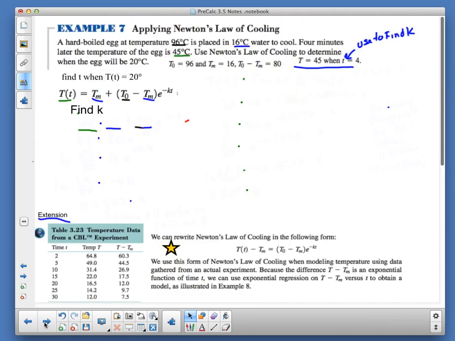So if we look at a problem on this, a hard-boiled egg at temperature 96 degrees Celsius is placed in 16 degrees Celsius water to cool.